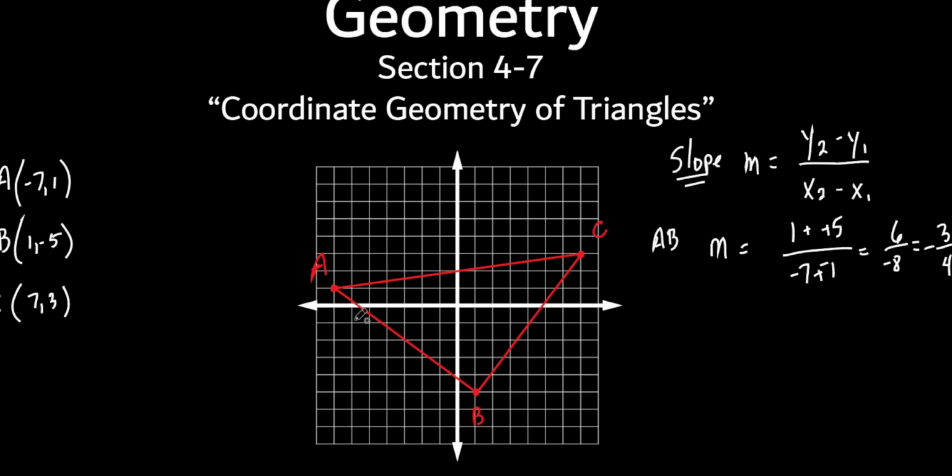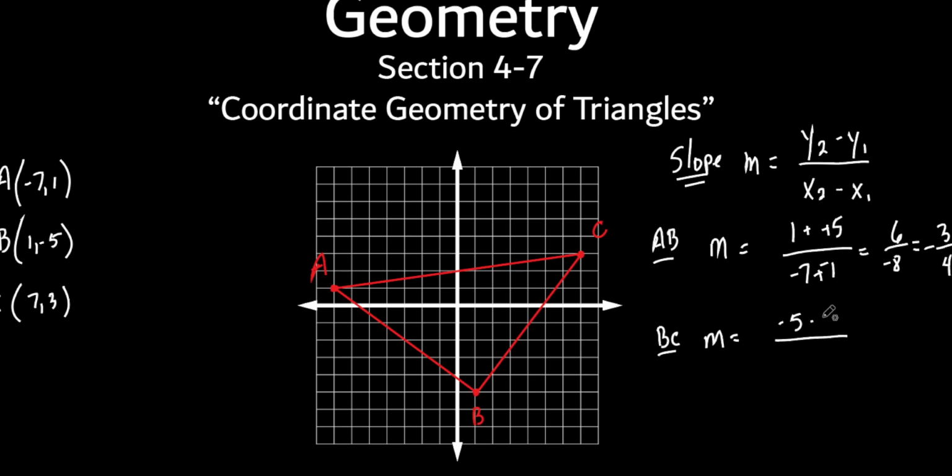All right, so we did AB. Let's do BC, and let's find the slope. We're doing the same exact thing, except we're doing it with points B and C this time. These two right here. So again, let's just go the first one minus the second one.